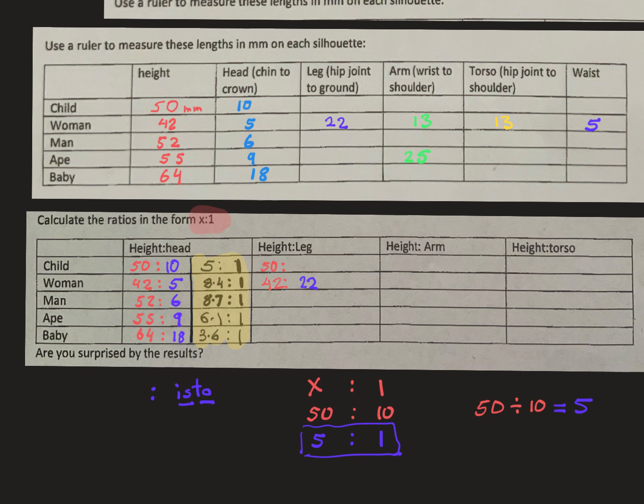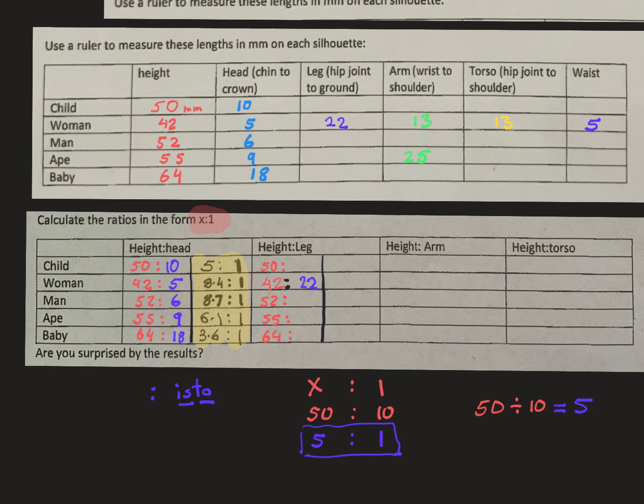And for the others, for the man, it'll start with 52 is to something that I need to calculate, and the ape is 55 is to something, which I'll need to calculate, and 64 is to something, which I need to calculate. So once again, I need to now change it from to 1.